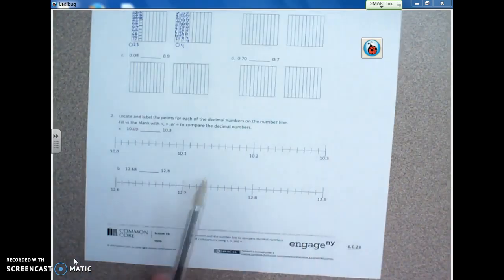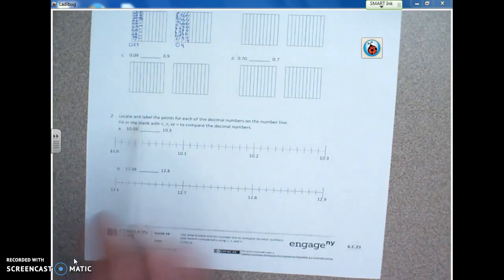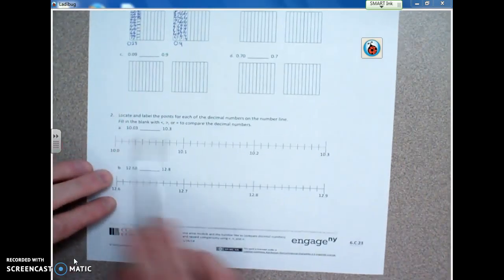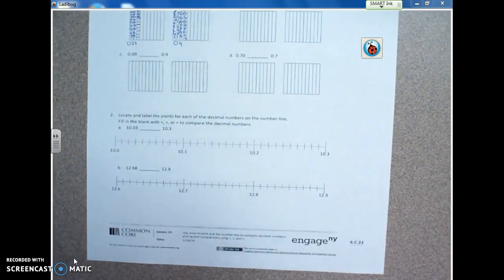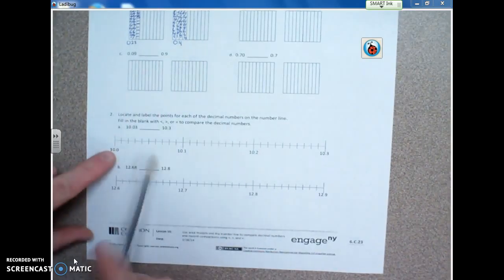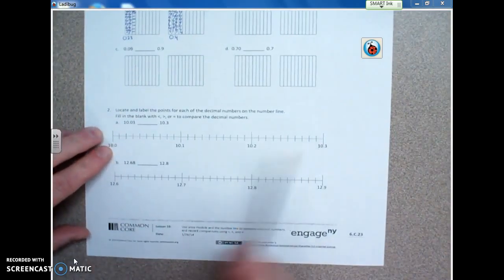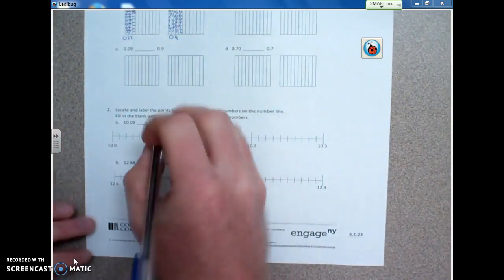We're going to go down and look at 2A now. So 2 tells me to locate and label the points for each of the decimal numbers on the number line. Fill in the blank with less than, greater than, or equal to compare the decimal numbers. So here my numbers are greater than 1. I have some numbers that are larger than 1. So my number line starts at 10 because my whole number is 10, and it goes up to 10 and 3 tenths. So this is my easy one.